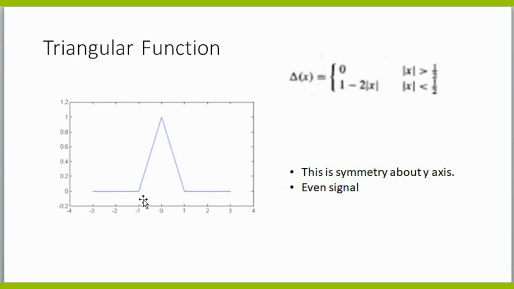Okay, so in the rectangular function we have seen a steep decrease, that is a sudden decrease from amplitude 1 to 0. Instead of a sudden decrease, it decreases gradually from 0. Okay, at 0 the amplitude is maximum, and towards the positive x-axis and negative x-axis, it starts falling down gradually. Okay, this is the triangular function, and this is symmetric about the y-axis, and this is also an even signal.